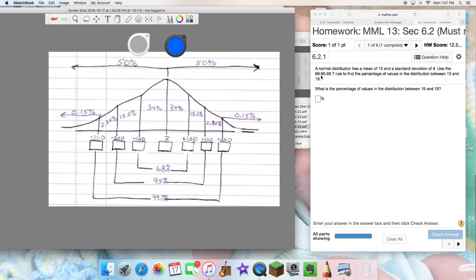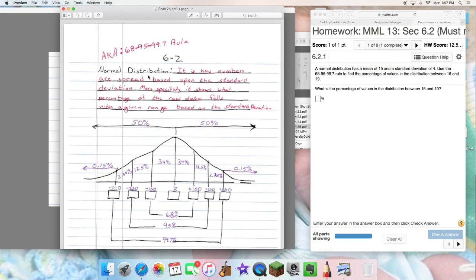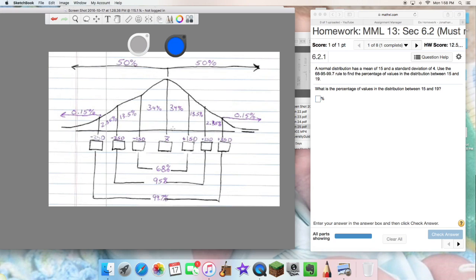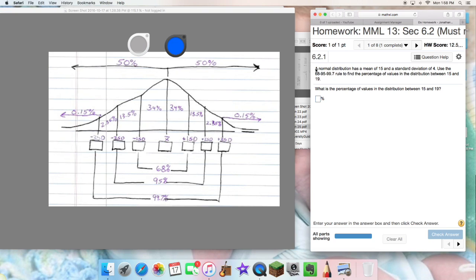Well, what's the 68, 95, 99.7 rule? That's the normal distribution. The normal distribution is also known as the 68, 95, and 99.7 rule. When it says use that rule, it's telling you to use this chart. So let's start with this, and really all we need to worry about is this very first sentence. It tells me that I have a normal distribution with a mean of 15 and a standard deviation of 4.